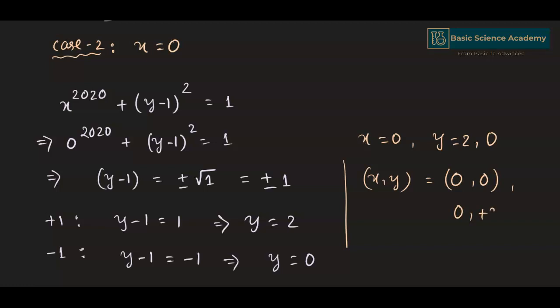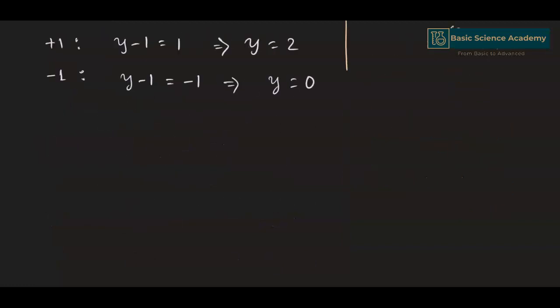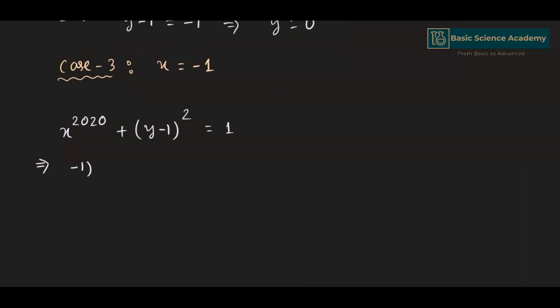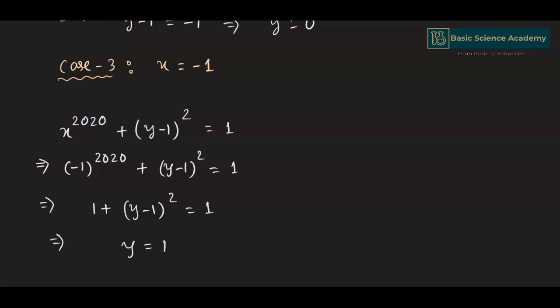Hence, the possible integer values of x and y are (0, 0) and (0, 2). Now let's move to the third case, which is x equals minus 1. When x equals minus 1, we have (minus 1) to the power of 2020 plus (y minus 1) whole squared equals 1, which gives 1 plus (y minus 1) whole squared equals 1, which gives y equals 1. Hence, the possible integer solution is (minus 1, 1).